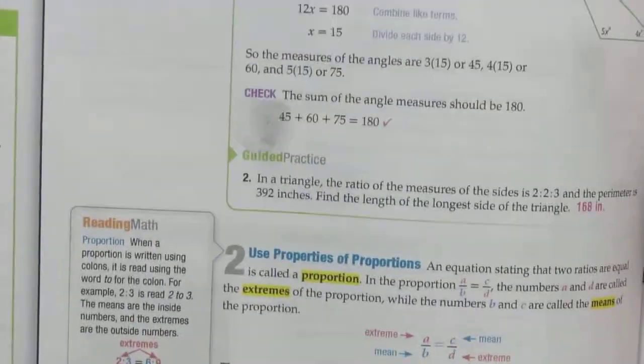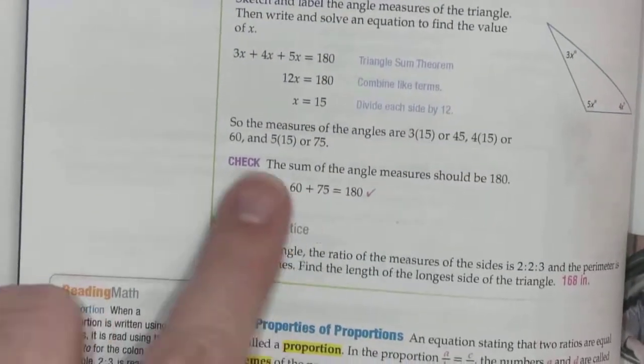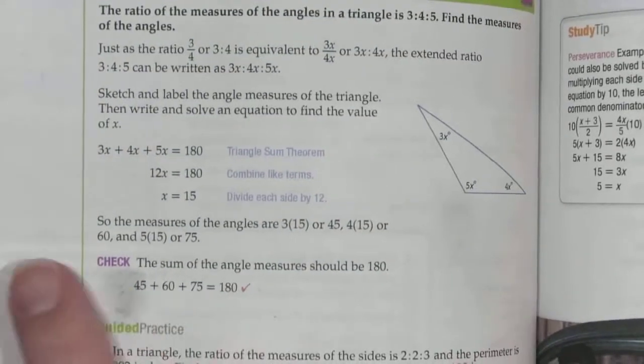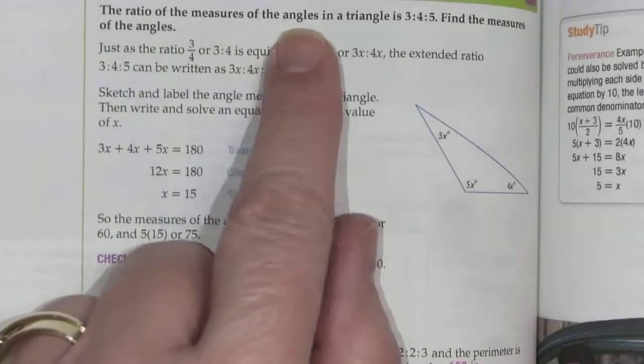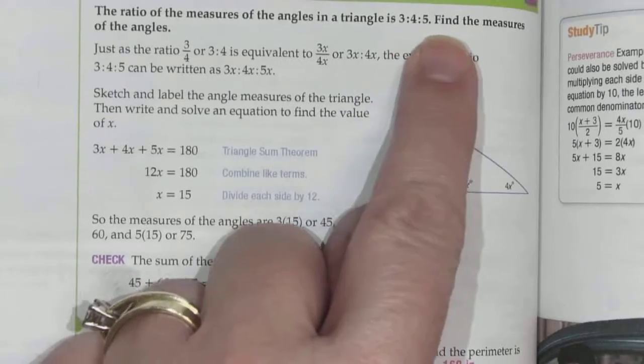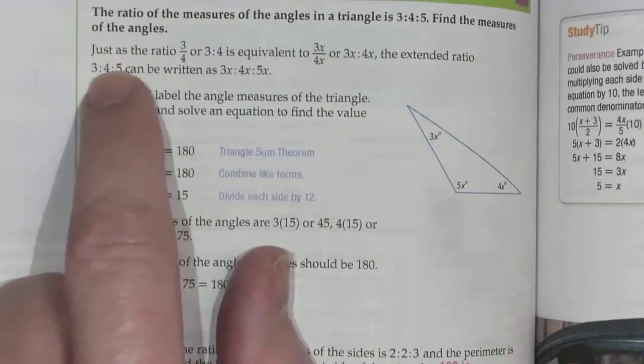I'll have to move the book over a little bit here so you can see it. Hey, there's a nice smudge. Okay. So there we are. The ratio of the measures of the angles in a triangle is 3 to 4 to 5. Find the measures of the angles.